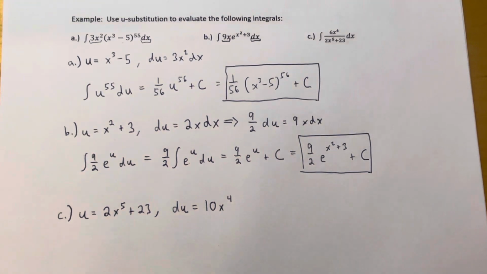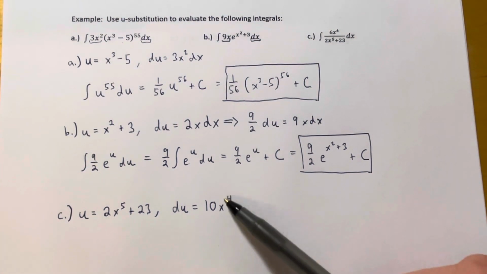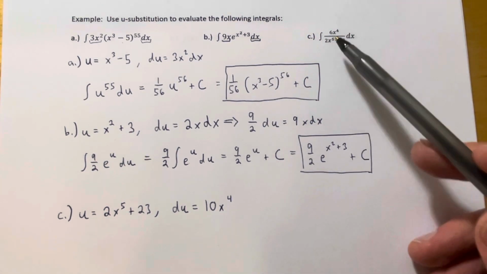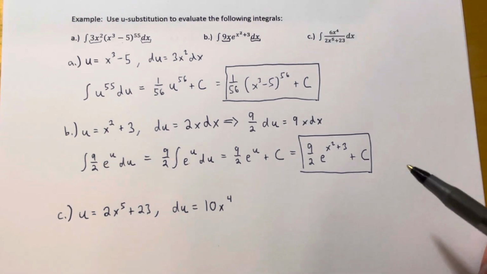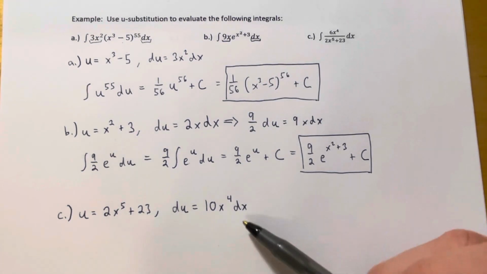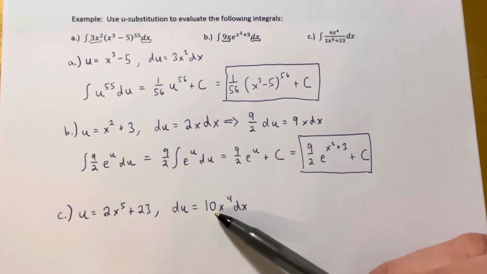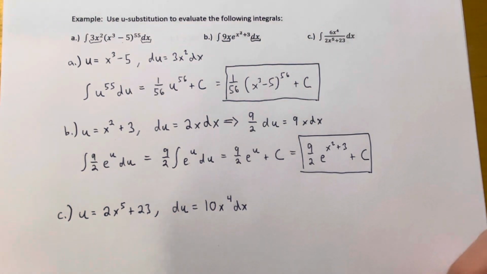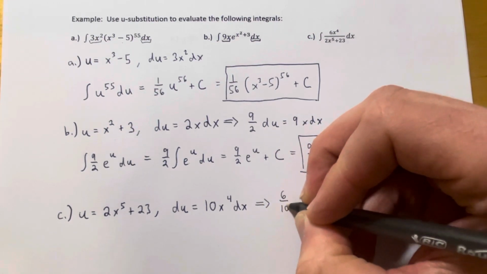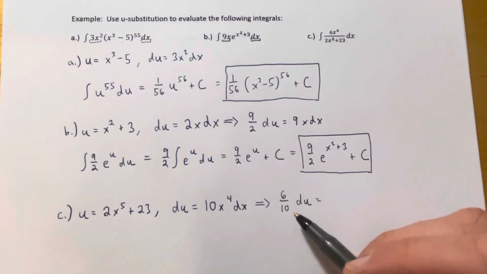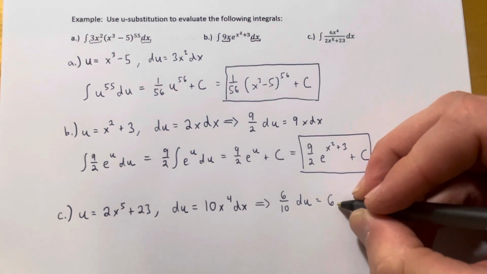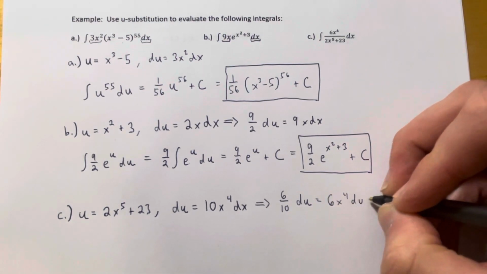Okay? So 10x to the 4th is pretty close to what we're seeing up here, but just like the last example, the constant doesn't match. And also just like the last example, I forgot my dx. Make sure you include that dx in there. Just like in my last example, I can manipulate this as an equation so that I do make a 6 appear there. What I'm going to do is multiply both sides by 6/10. 6/10 du, because the 10, when I multiply it on this side, will cancel with that 10 and be replaced by a 6. 6x to the 4th du.